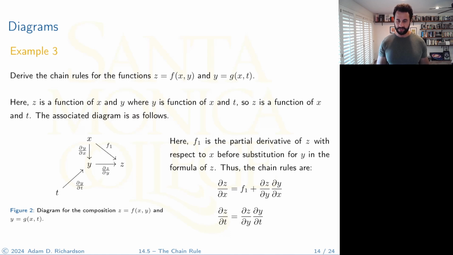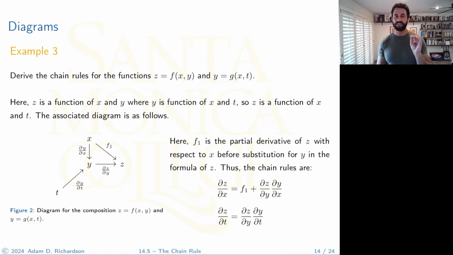If I want to know the partial of z with respect to t, there's only one path. It's this path right here. So I do partial z, partial y, times partial y, partial t. Boom. Now here's where things get a little interesting. To get the partial of z with respect to x, there are two paths that I have to add up. There's this one, and then there's this direct one. Same idea, I'm going to do this one right here.